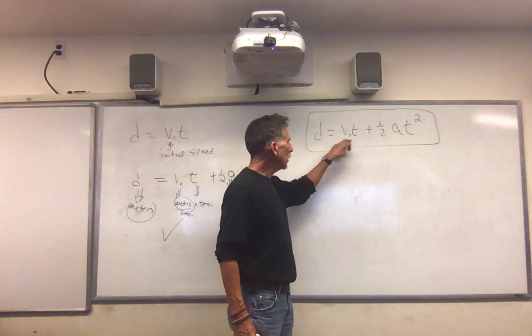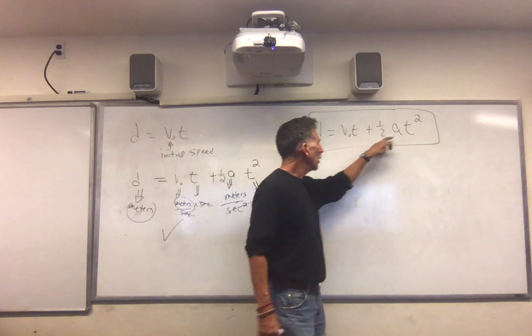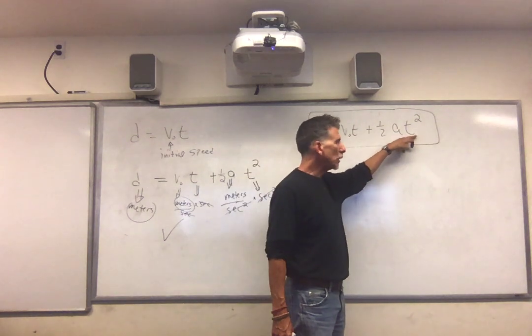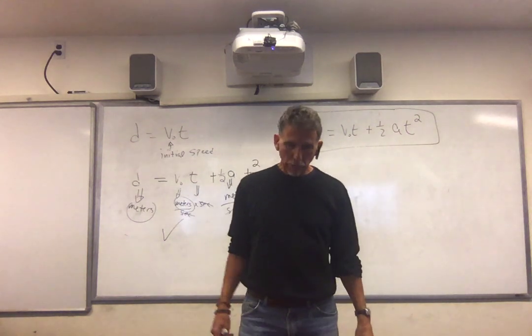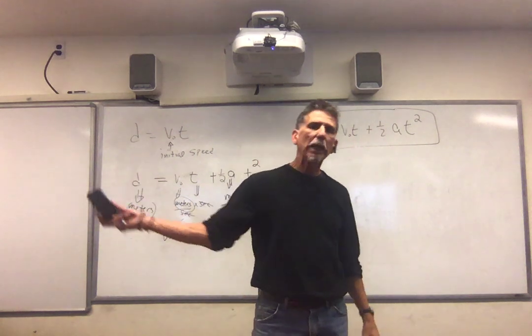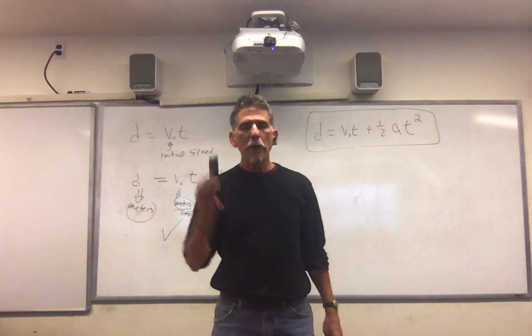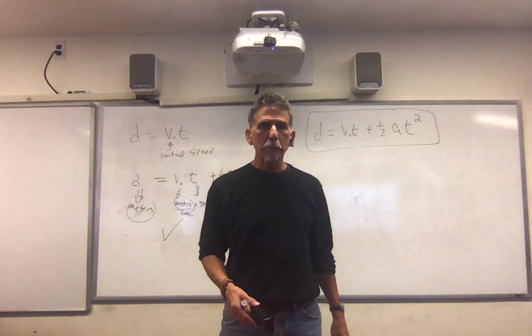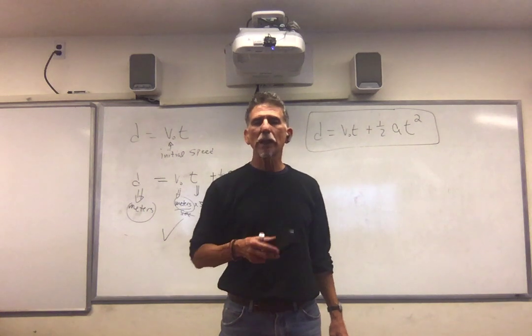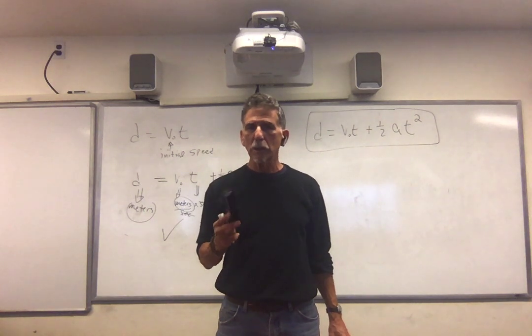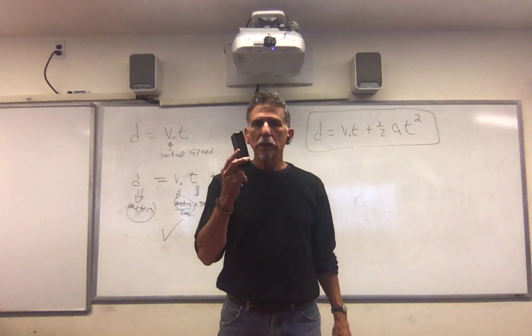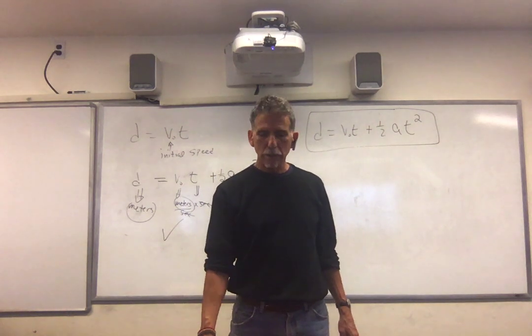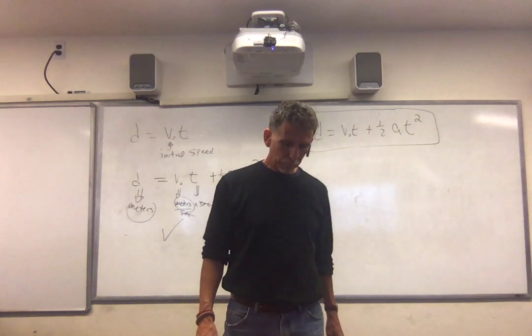Meters per second times seconds, meters. Meters per second squared times seconds squared, meters. Okay? Now remember, acceleration can be anything you want. However, if we drop something, what's the acceleration? Do you remember what the acceleration is always going to be? It's going to be g, the acceleration due to gravity.